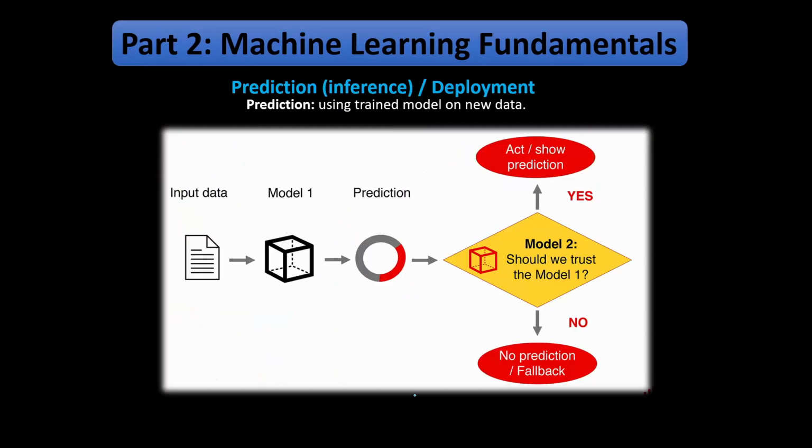So let's now understand the final part of your workflow, that is the deployment or prediction system. So you have collected the data, you have done pre-processing, train-test split, then you have trained your machine learning model, then you have evaluated that model accordingly.